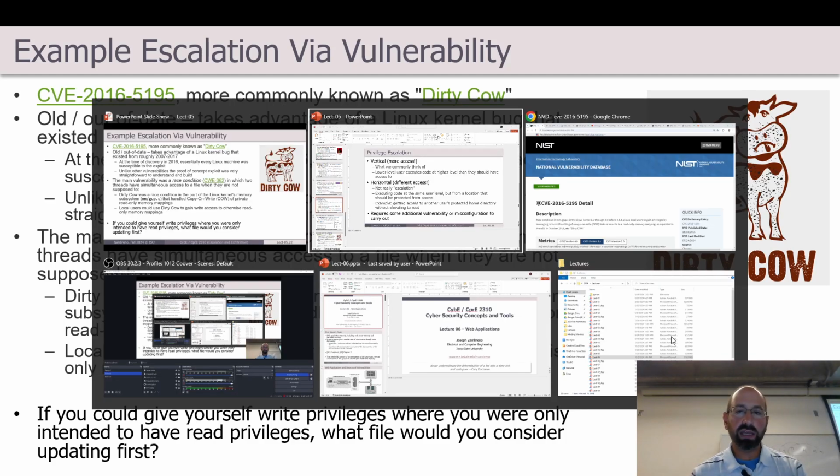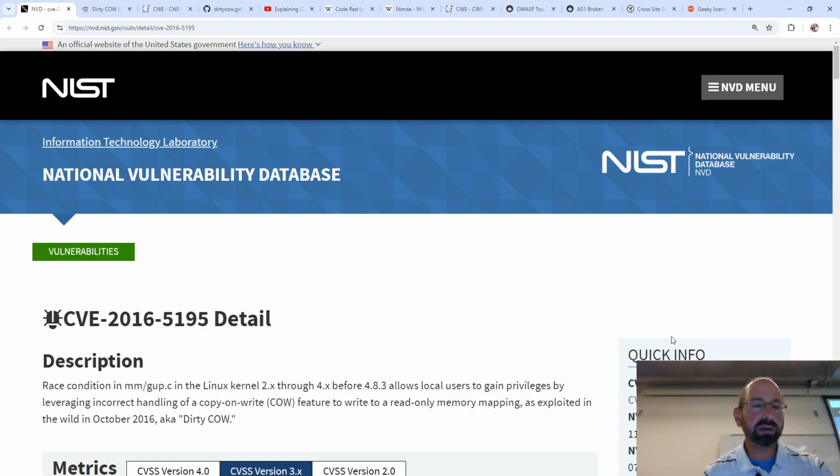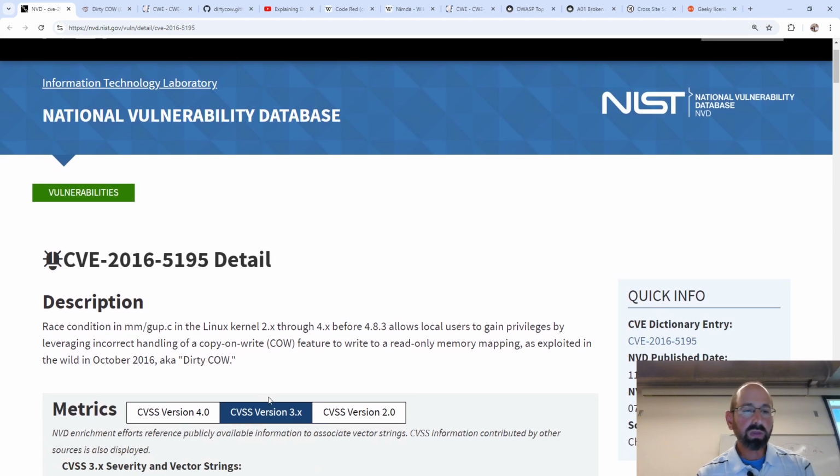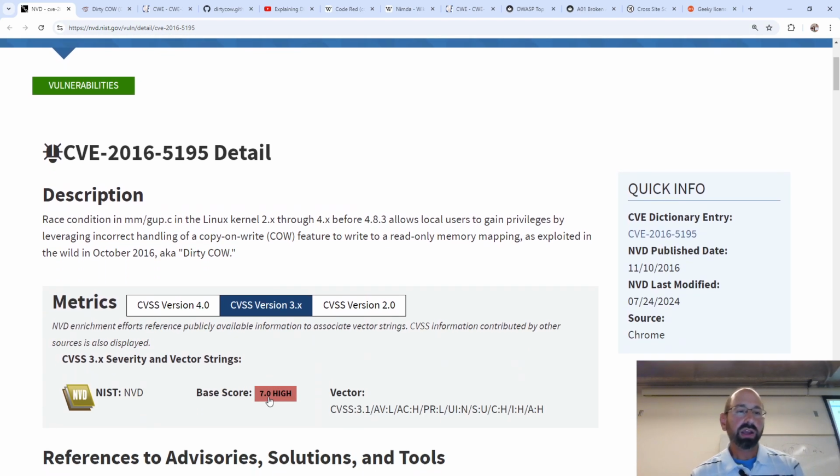So this is CVE-2016-5195, and we now know a little bit more about how to read these CVEs. We can just read a little bit about it. Race condition in a particular file in the Linux kernel through very many different versions of the Linux kernel allows local users to gain privileges. So that's a fancy way of saying vertical escalation.